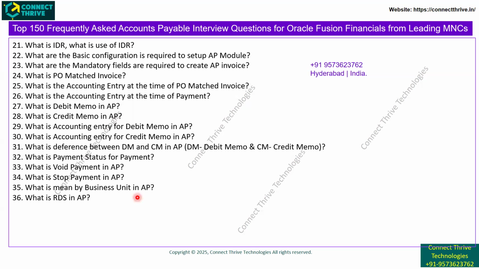So this we can say reference data set. So RDS. So what is RDS? What is the use of reference data set? Both are the same. Few people will confuse you by asking these short words. RDS means reference data set.